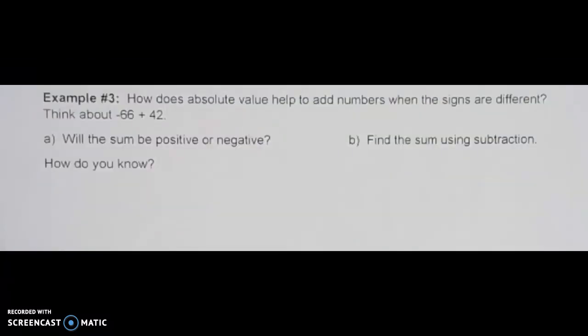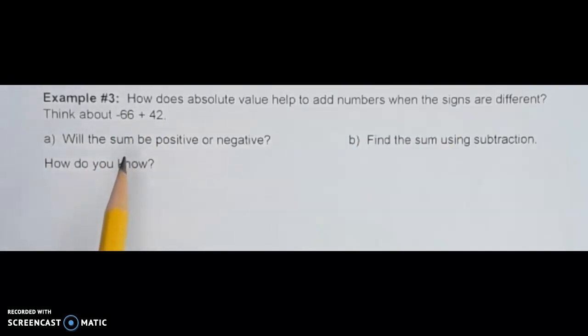So now that we've reviewed absolute value, let's learn how absolute value can help us add numbers when the signs are different. We're going to think about the problem negative 66 plus 42. I want to first know, will the answer to this question be a positive number or a negative number? And in order to figure that out, I'm going to think about the absolute value of the two numbers in the problem. I've got negative 66 and I've got 42. The sign of the sum depends on which number has the greater absolute value.